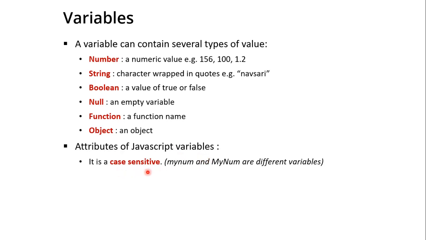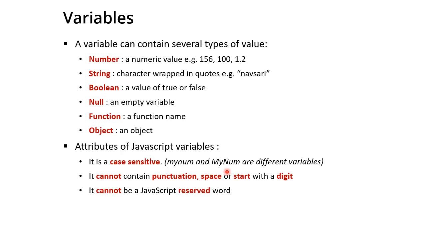Okay, attributes of JavaScript variables. It is case sensitive. So myNumber and mynumber, small letters and capital letters, are different variables. So it is case sensitive. It cannot contain space, or it cannot start with a digit. Okay, it cannot be a JavaScript reserved word. So these are all about the variables.